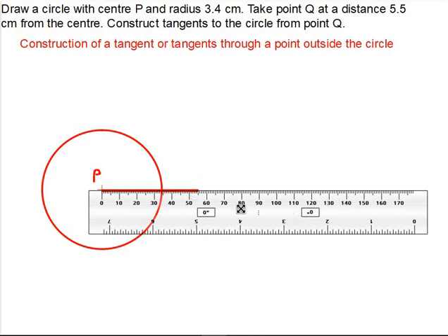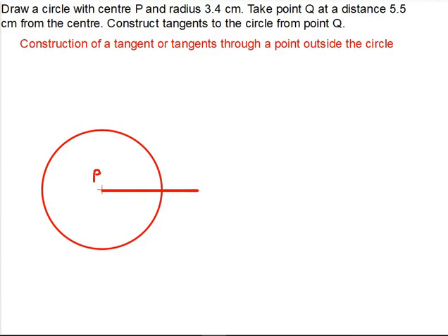After this, we have to draw tangents to the circle. What is the meaning of tangents to the circle here? Maximum two tangents can be drawn from a point which lies outside the circle. So remember this step here. I will write here, step number 1.